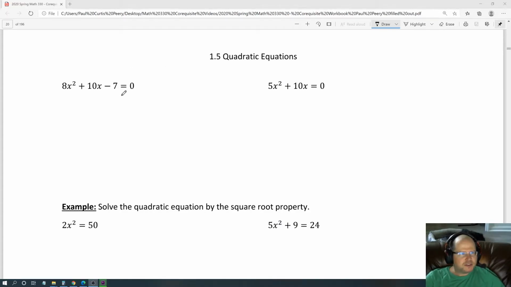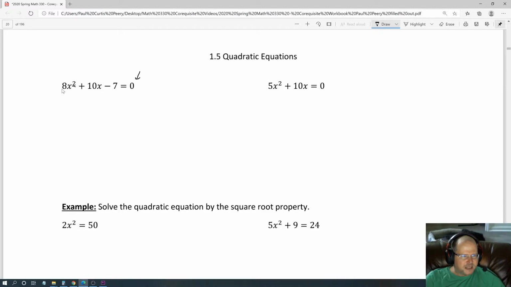1.5 quadratic equations. All right, so let's solve a few more of these. Okay, so this right here is a quadratic because there's a 2 right there. If we want to solve it through the zero factor property, first step is to set it equal to 0. Already done. Next step is to factor.